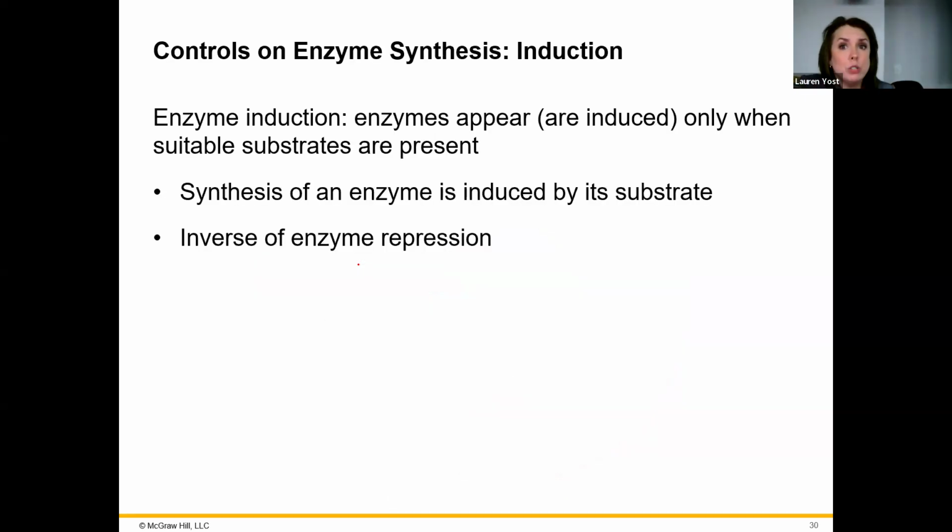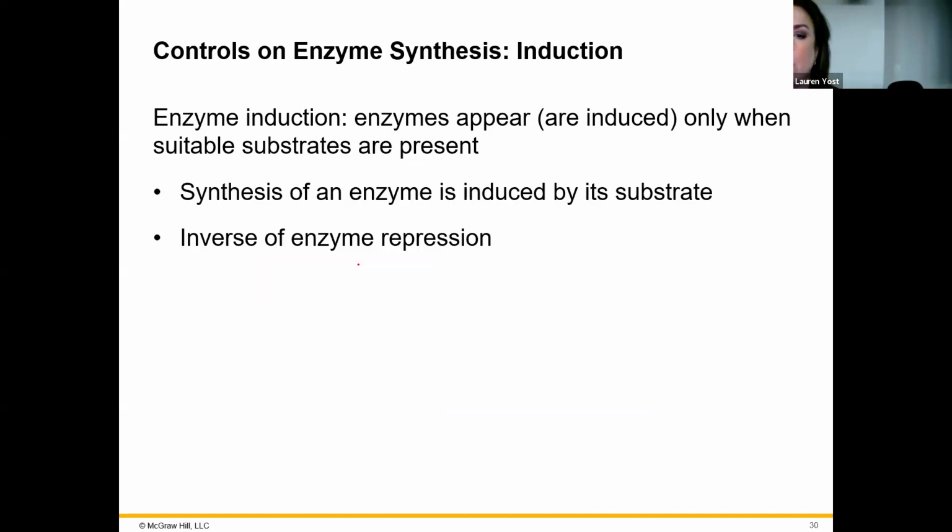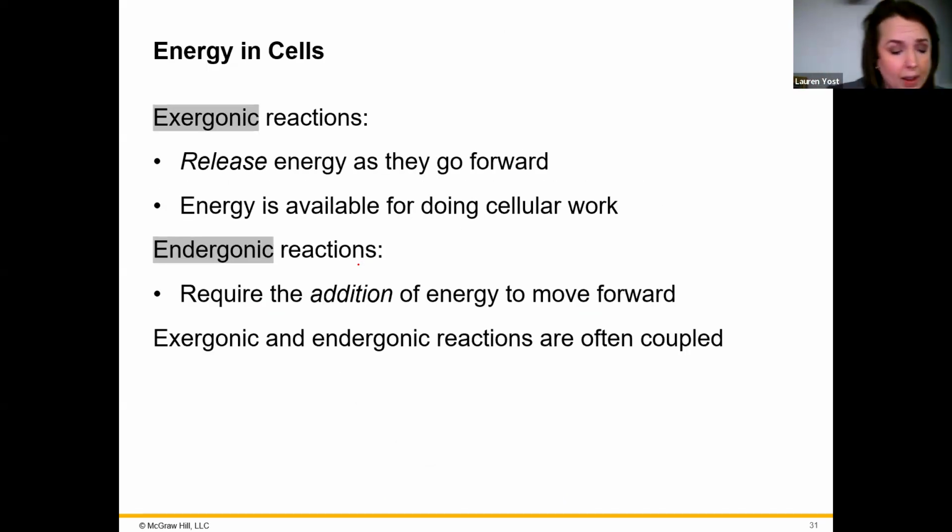All right, if you're going to induce, it's pretty much going to be essentially the reverse of what we were just talking about in literally this picture. It's going to be the reverse of that. So you can use it to repress or you can use it to induce. That's all this is saying. Cool.